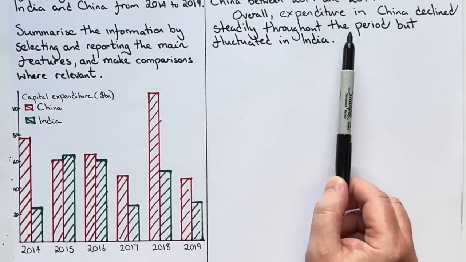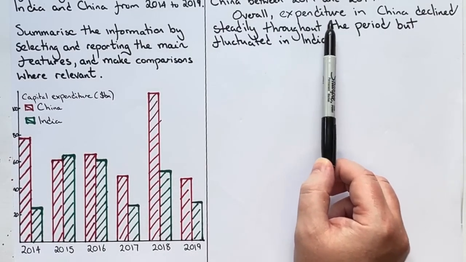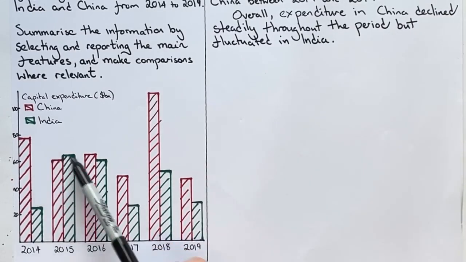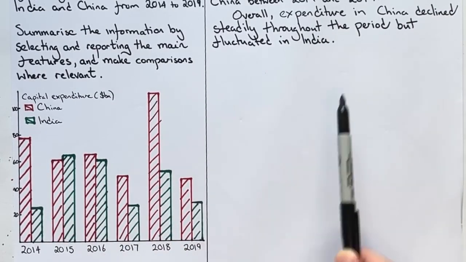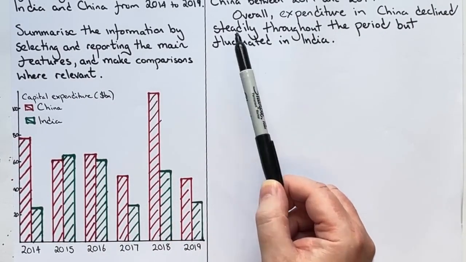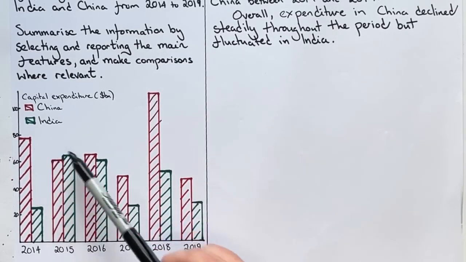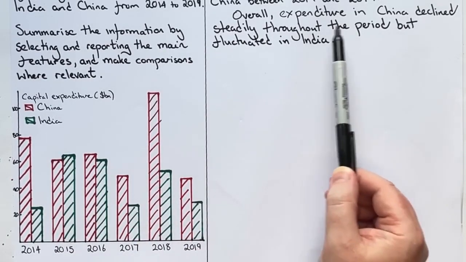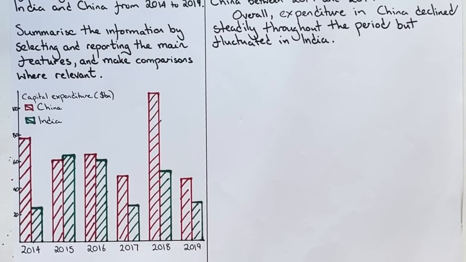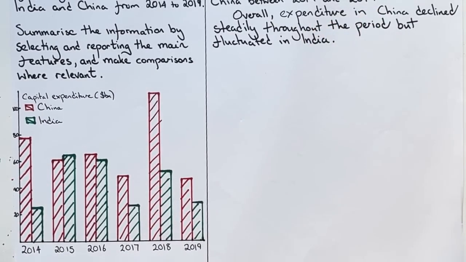So my first sentence in my overview, overall expenditure in China declined steadily. So it declined, and we're describing the type of decline, which is a steady decline throughout the period. So from 2014 to 2019. And then we compare that with India, but fluctuated in India. So we're comparing the 2 countries and we are showing the general trend. So we have 2 general trends in here and a comparison.